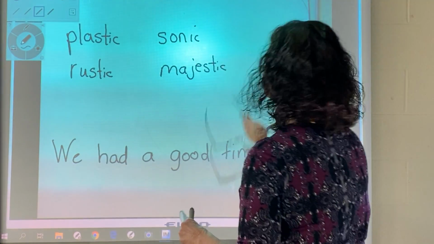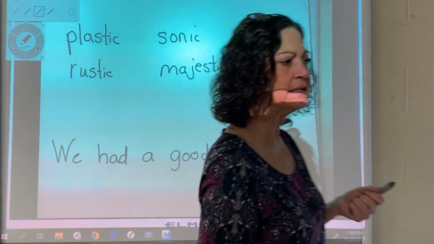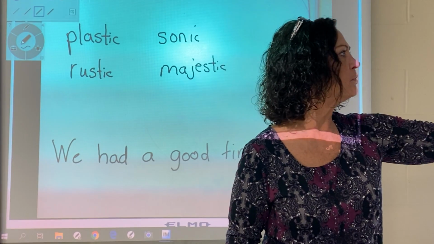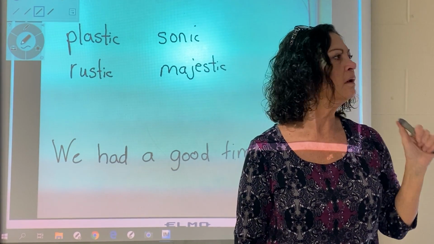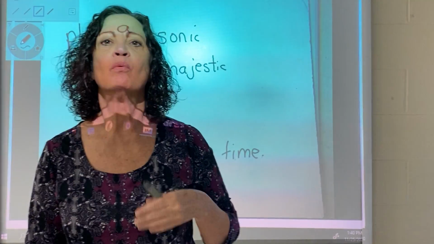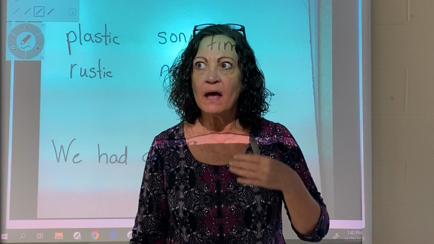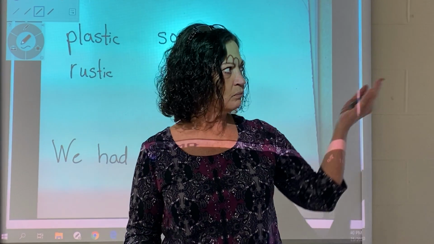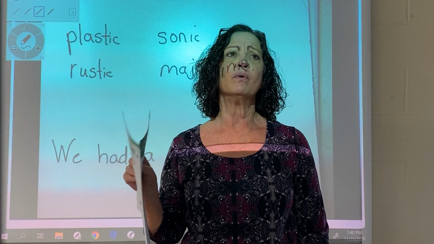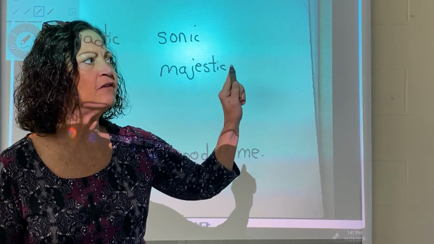Now, what we're going to learn today is that we've learned a lot of rules about K and C. You can see on the board, I've got it written. We use C before A, O, U, or a consonant, words that start with ka, ko, ku. And then we use the K when we have E, I, or Y. So we use C for A, O, U, or a consonant, and K for E, I, or Y.